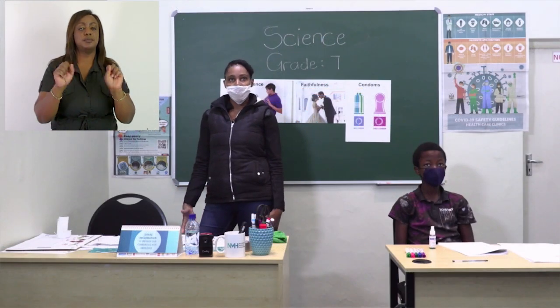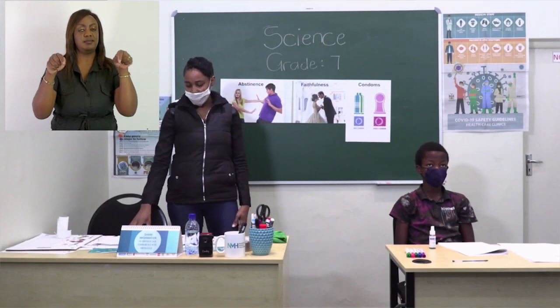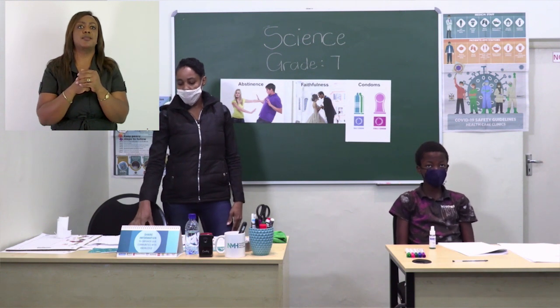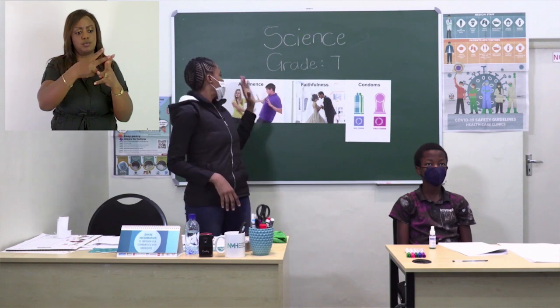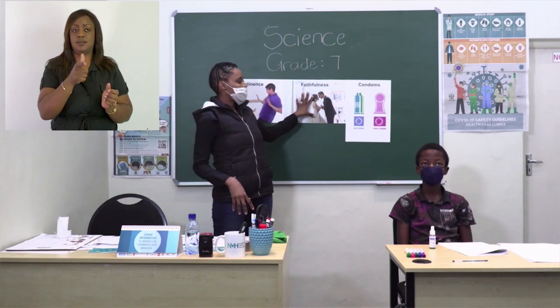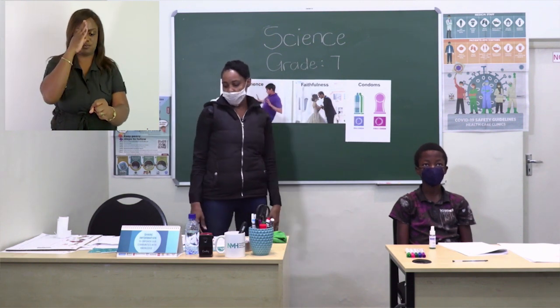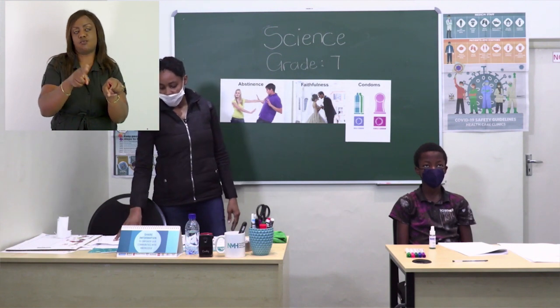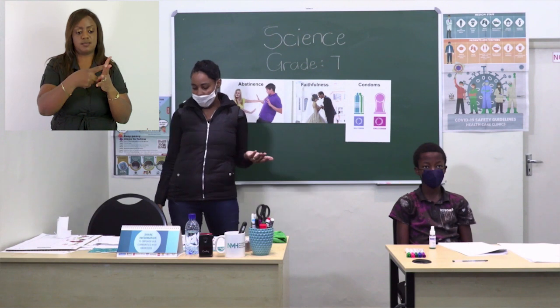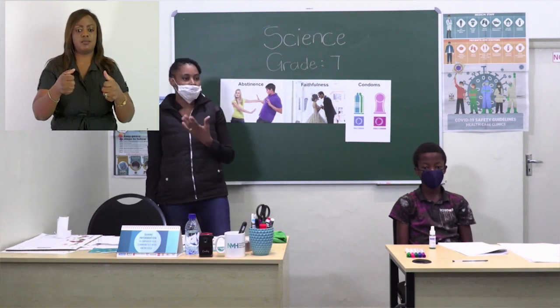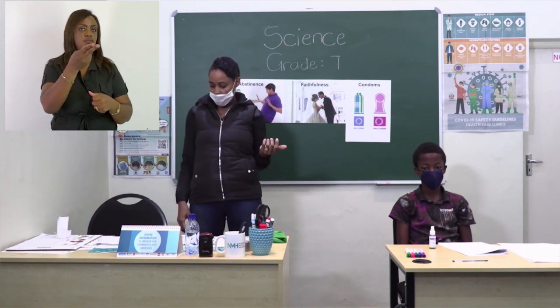Okay, let's quickly recap on our lesson for today, which is sexual health. And then we looked at the methods of maintaining sexual health, which is abstinence, faithfulness, and condom use. And the risky sexual practices are sex without a condom, multiple sexual partners, sugar daddies and sugar mummies, sex workers.